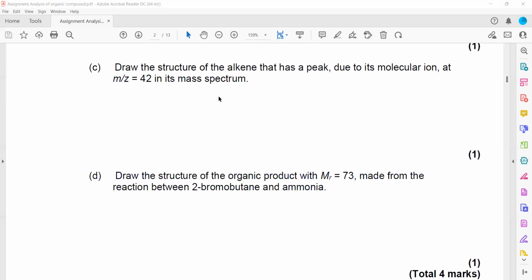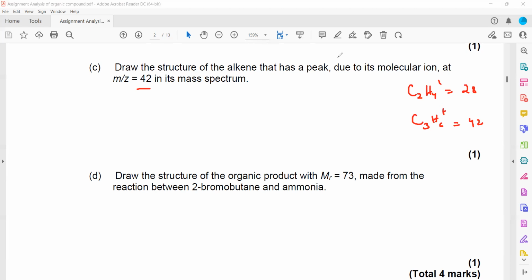The next one, draw the structure of the alkene that has a peak due to the molecular ion at 42 in a mass spectrum. So we have to find which alkene should have the molecular ion peak of 42. So if we check the masses, if we have ethene, which is C2H4, the total mass, carbon will be 12 multiplied by 2, 24 plus 4, so it will be 28 for the molecular ion. But when you check propene, C3H6, 12 multiplied by 3, 36 plus 6, that will make 42. So we have to draw the structure of propene.